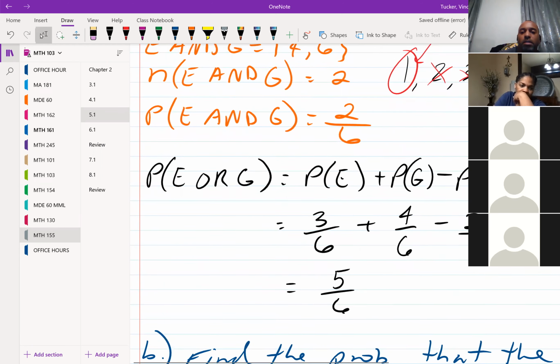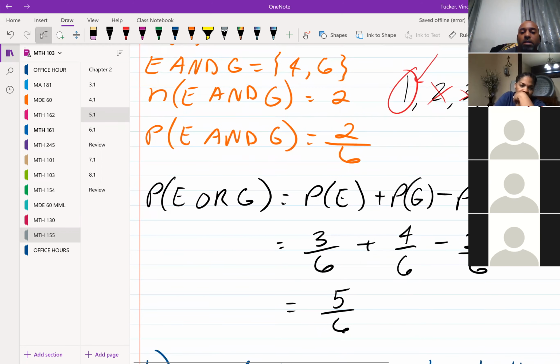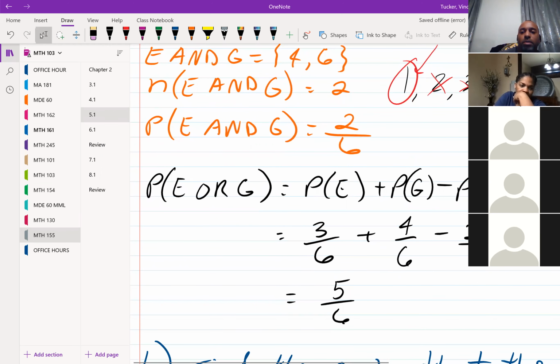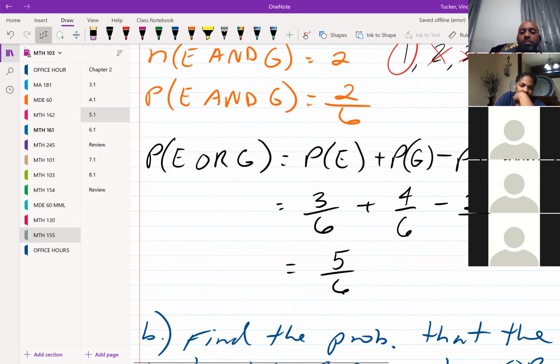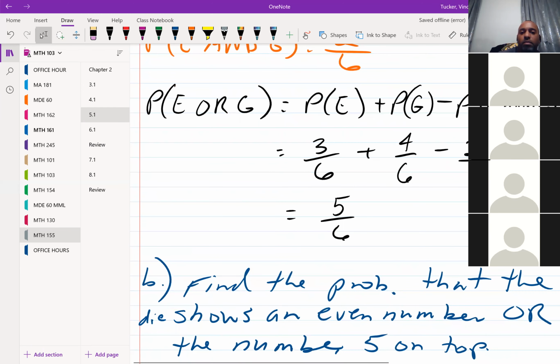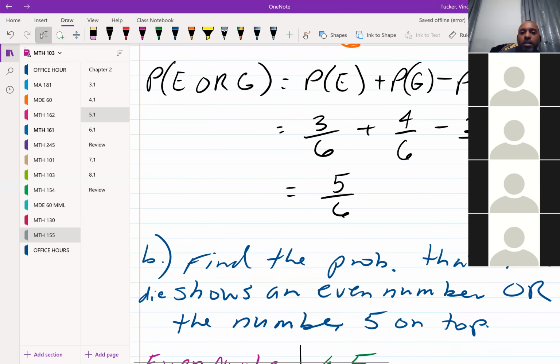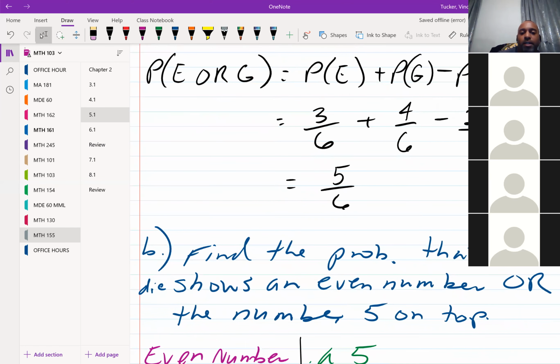All right. Are they good with the orange? Betty, did you check the dinner? Nah, I didn't check for dinner yet. So B, find the probability that the die shows an even number or number 5 on top.